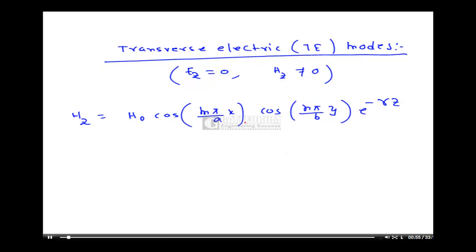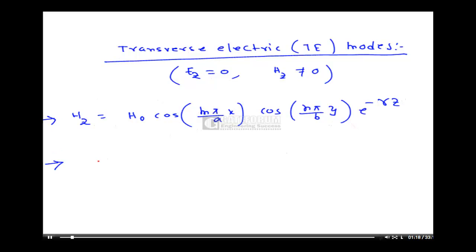Here, if you differentiate this equation with respect to TM modes, in TM modes the equation for Ez is in terms of sine terms, whereas here Hz is in terms of cosine terms. This is the first point.